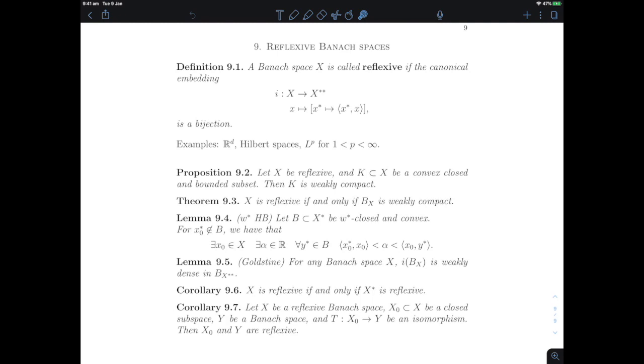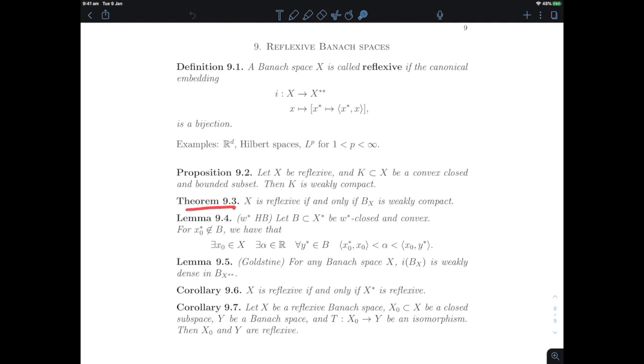But in the other direction, having this more purely topological characterization allows you to show that reflexivity is invariant under various operations. We'll see that in the corollaries to the theorem. We'll see that reflexivity goes through the dual, and it goes through closed subspaces, and it goes through isomorphisms. So this then is very helpful in turn to prove that a given space is reflexive, because you see it as a combination of these operations: taking dual, taking subspaces, going through isomorphisms. And then once you know that the space you care about is reflexive, then you can exploit the weak compactness of a lot of sets.